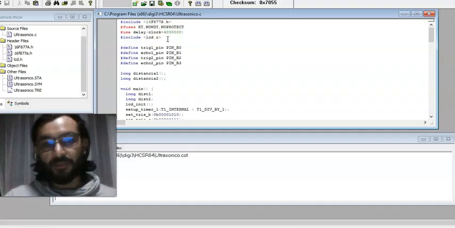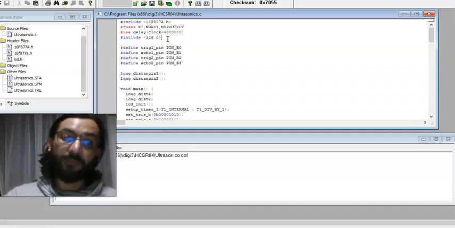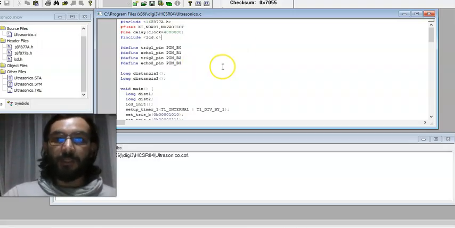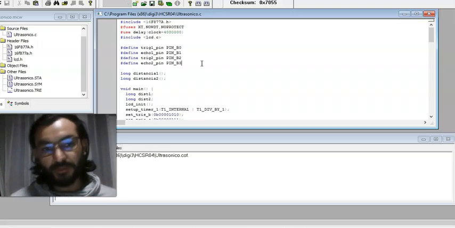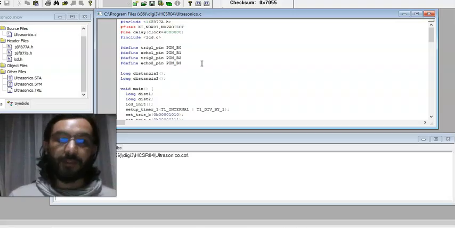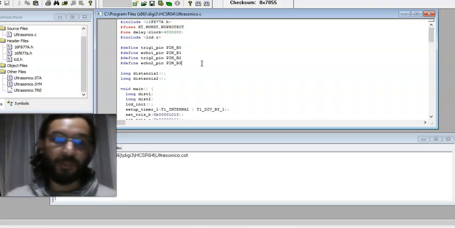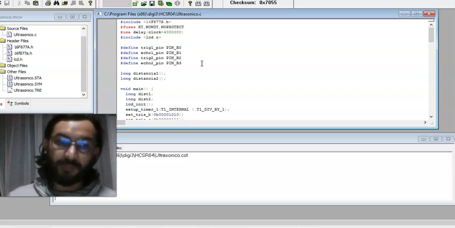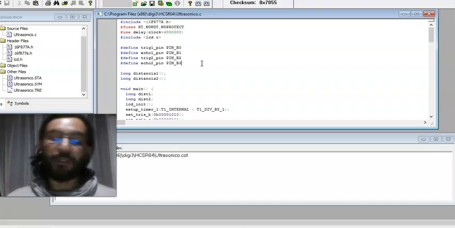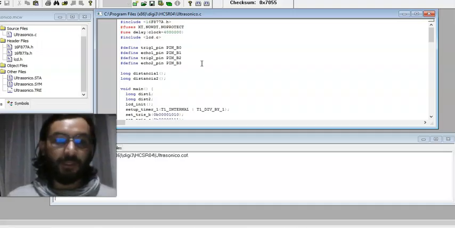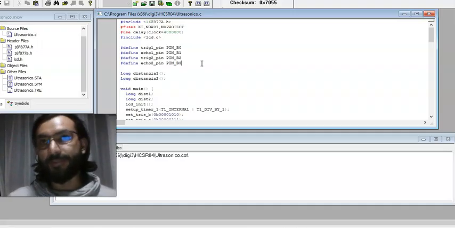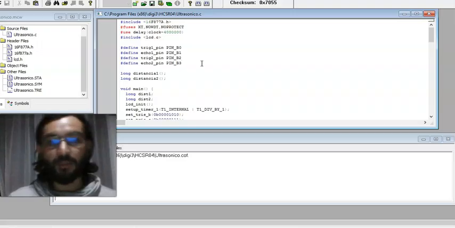This is the library of the LCD, a screen to see the values. Here I define the different pins. 4 pins for 2 sensors. 2 pins from the microcontroller were used like trigger, and the other 2 pins from the microcontroller were used like echo. Each sensor uses one pin of trigger and one pin of echo.